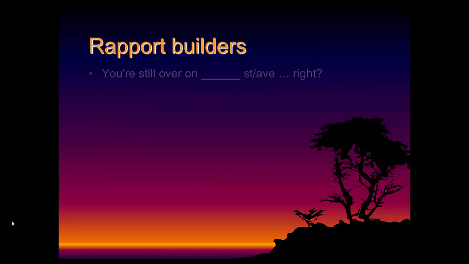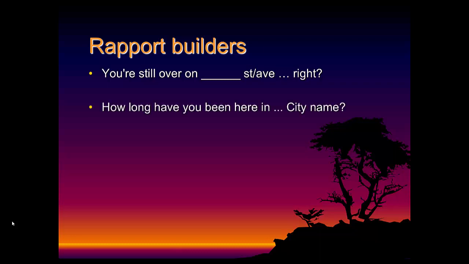Right? Okay, here's the rapport builders. Great question from one of my good prospecting buddies. Hey, you're still over on Banana Street, right? Right, because remember we have the address in front of us, let's say on our Mojo and our prospecting system. You're still over on Banana Street, right? And they're like, well, yeah, we're still here. Great. Well, how long have you been here in? How long have you lived in? Whichever way works better for you.